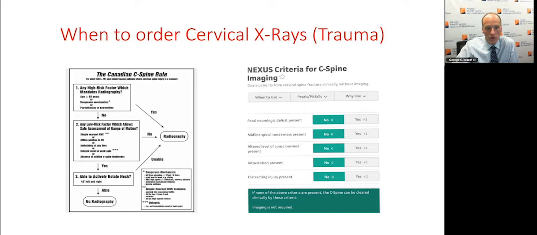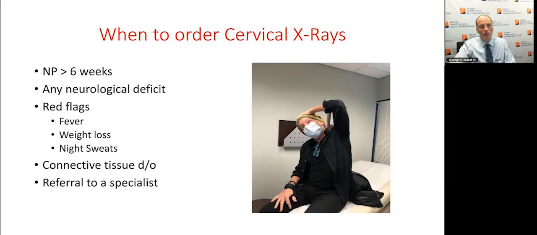If a patient has an altered level of consciousness, you're getting an X-ray. If a patient is intoxicated, you're getting an X-ray. If they had a significant distracting injury, you get an X-ray. My wife's an ER doctor, and she rarely gets X-rays. If she meets these criteria, she's almost always getting a CAT scan. So in the office, when do you order cervical X-rays?